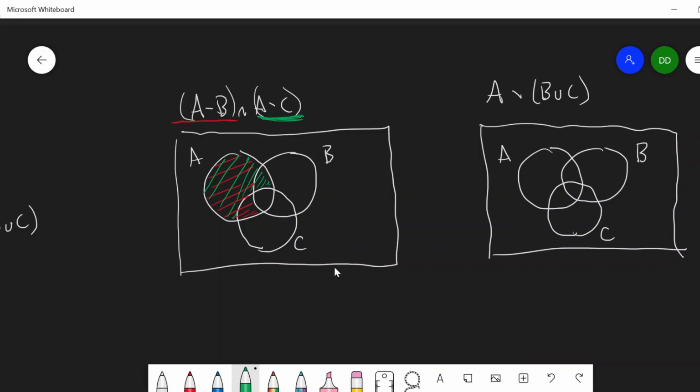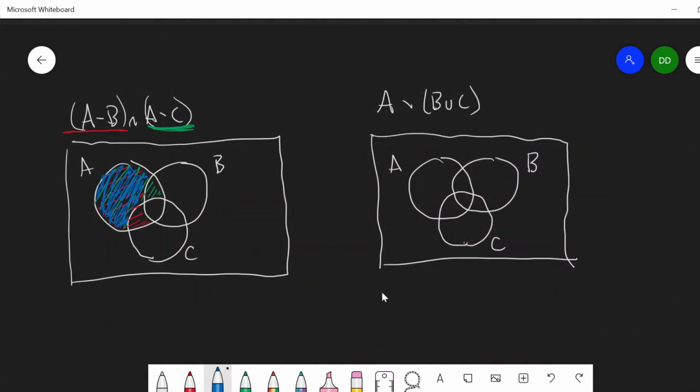Their intersection would just be the stuff that I colored both red and green. So that's all of this stuff. See, that's just green, that's just red, so that's not in the intersection. So that's all of this stuff. So that's A minus B intersect A minus C.